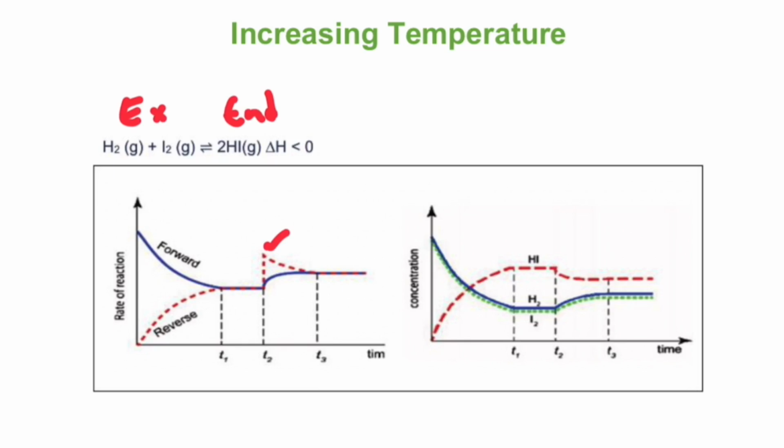So the concentration of HI at T2, right, is going down because the reverse reaction is favored more than the forward. So the concentration of HI will go down. It's getting used up more than hydrogen gas and iodine gas are getting converted to HI. So that is why it goes down. And the concentration of hydrogen and iodine gas goes up.